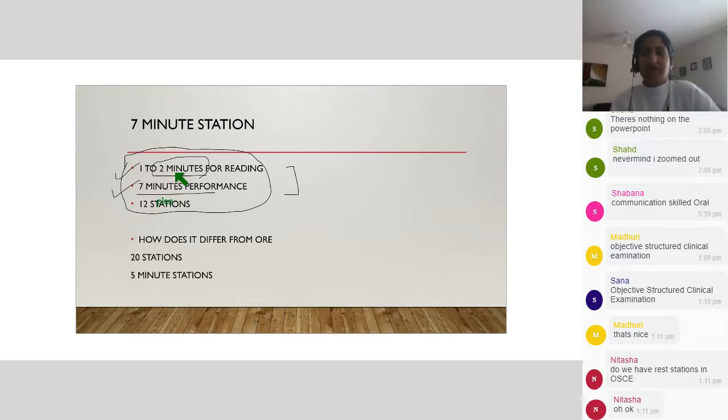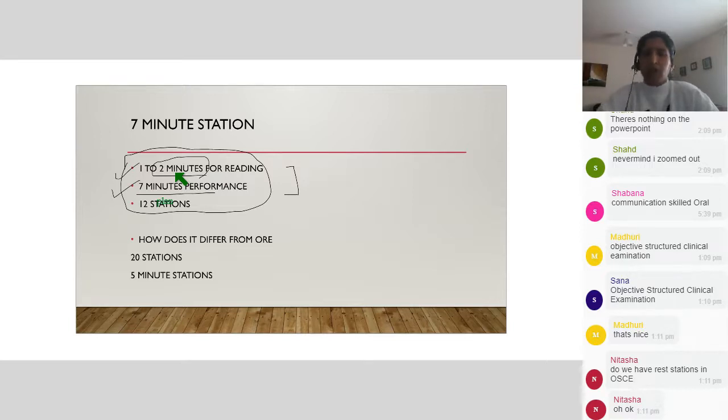In those 7 minutes, an examiner will be examining you. If you're talking to a patient, the examiner will be assessing you. If you're performing a skill, the examiner will be assessing you. The only station where an examiner will not be present will obviously be a rest station, and also a written station where they have given you a set of questions and you have to write down the answers. In that you don't require an examiner. An examiner will assess your sheets later on like a written exam.